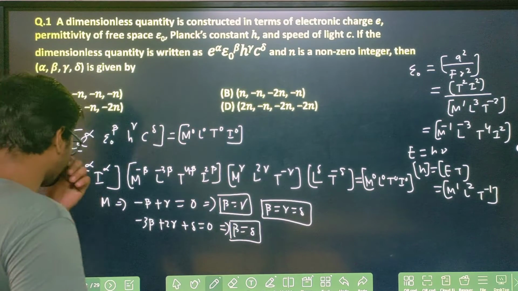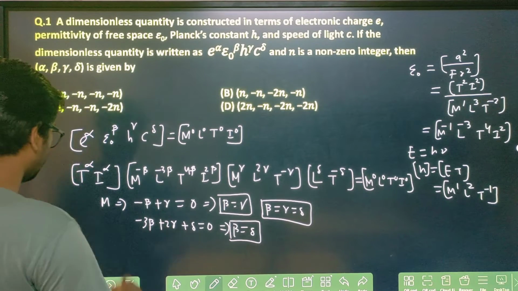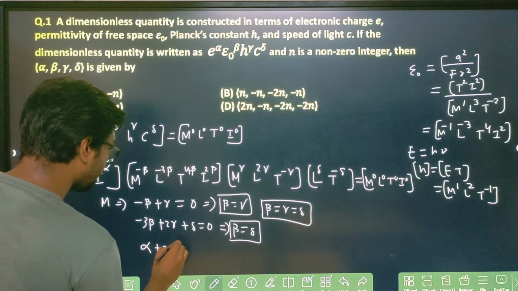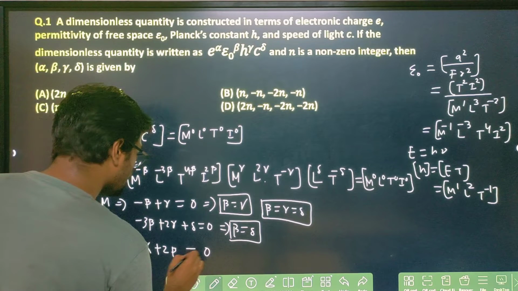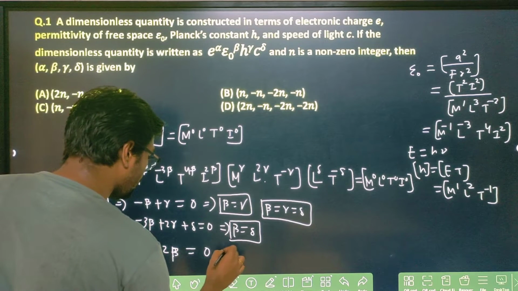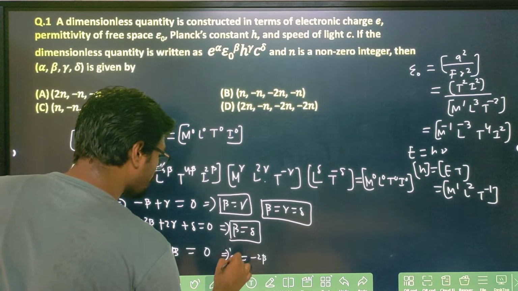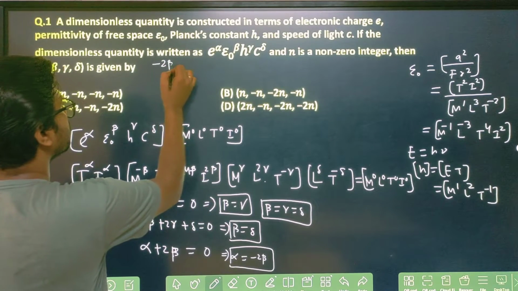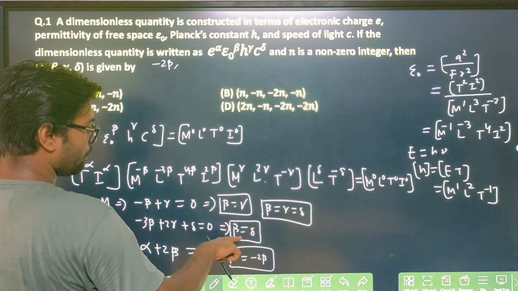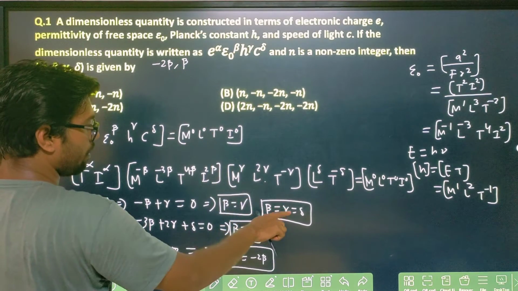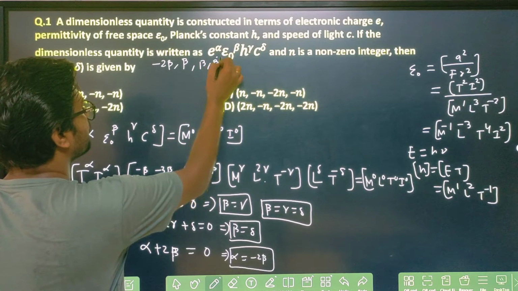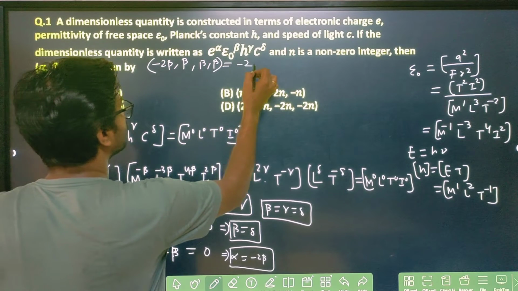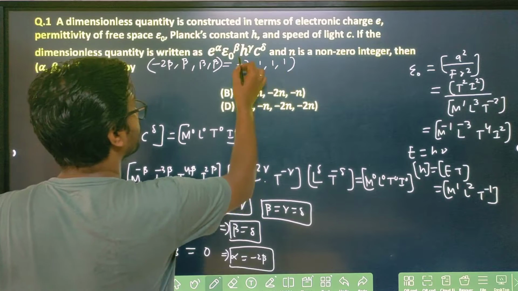Now alpha is left, I have to find alpha. Let's see the power of current. It will be alpha plus 2 beta, and there is no current on the other side, so it will be 0. So alpha equal to minus 2 beta. So alpha equal to minus 2 beta, and beta, gamma and delta are also beta. So this will be basically minus 2, 1, 1, 1.